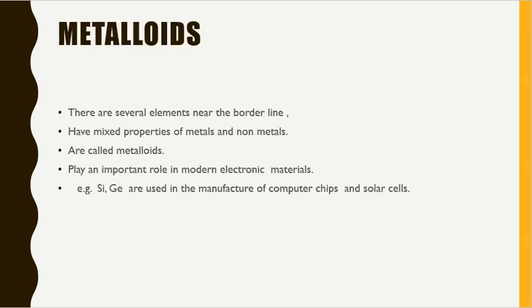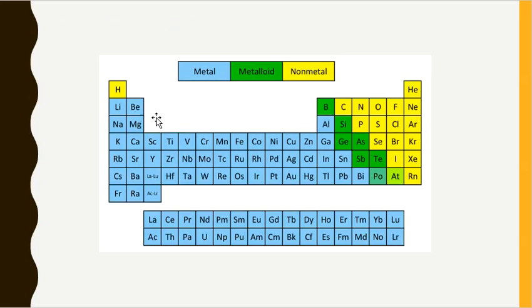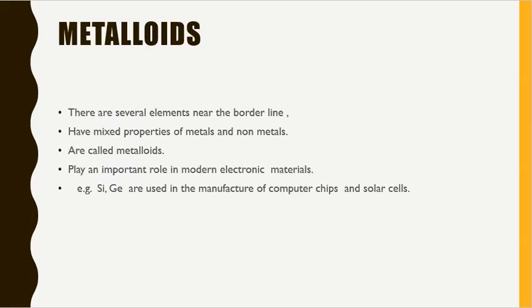Now metalloids: these 5 to 6 elements belonging to various groups, group 3, 4, 5 and 6, are in between, and are called metalloids. There are several elements near the borderline, as you have seen that there is a clear difference between yellow and blue color. There lie the green color elements that are known as metalloids. They have mixed properties of metals and non-metals, so they are called metalloids.